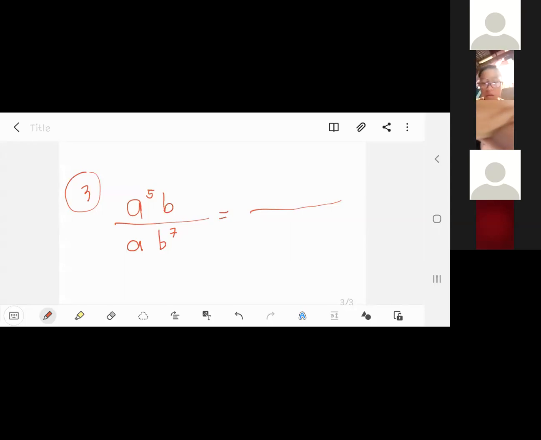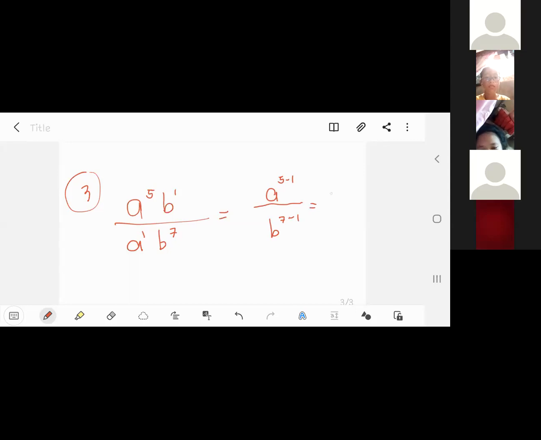Example A. Which is bigger, 5 or 1? Of course, 5, right? So you subtract at the 5. A is in the numerator, so subtract 1. For B, which is bigger, 1 or 7? 7, right? The 7 is in the denominator, so you subtract in the denominator. B to the power of 7 minus 1. Got it?